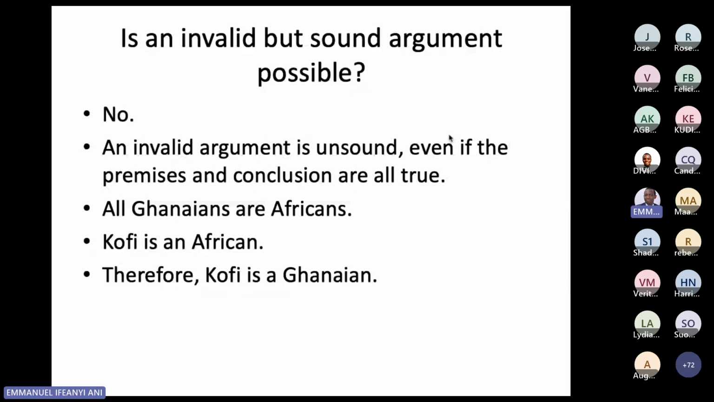All Ghanaians are Africans is true. Kofi is an African is true. And Kofi is a Ghanaian could also be true. All of them could be true, but still the argument is invalid and therefore unsound because it affirmed the consequent. You don't determine that Kofi is a Ghanaian by determining that he's an African. That's not a sufficient reason. It's not a valid logical pathway.